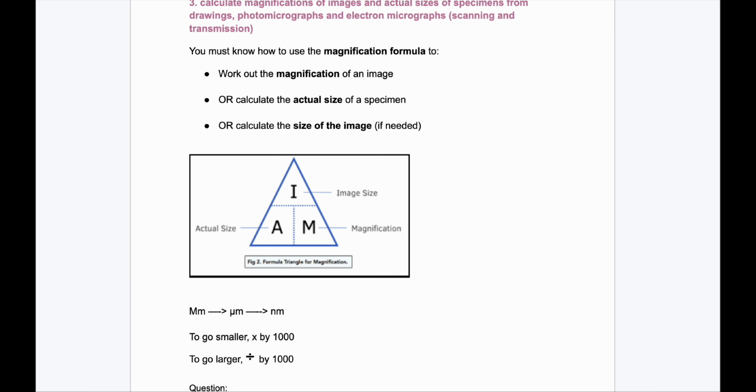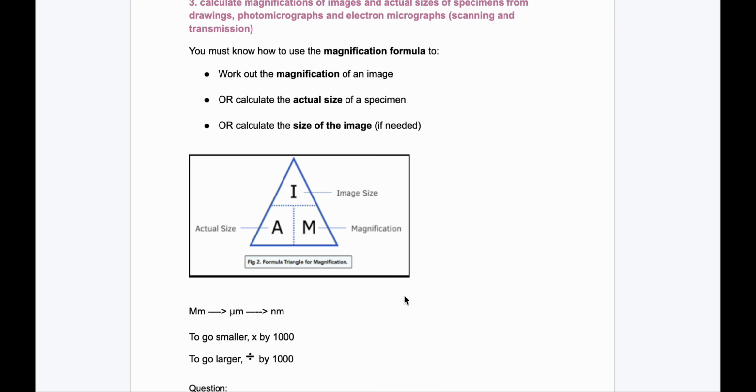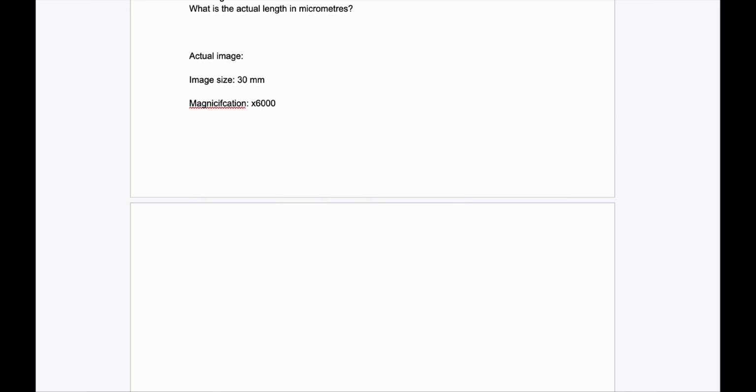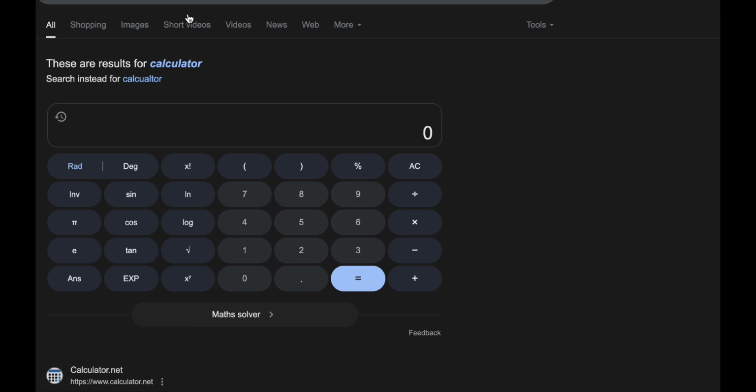Let's go back to the formula. So what do we have? We have the image size and magnification. So what are we looking for? The actual size. So we're going to cover it with our finger. The formula is image size over magnification. Image size divided by magnification. Let's go back and do that. So we're going to do image size over magnification. 30 divided by 6,000. So let's do that. 30 divided by 6,000. 0.005.